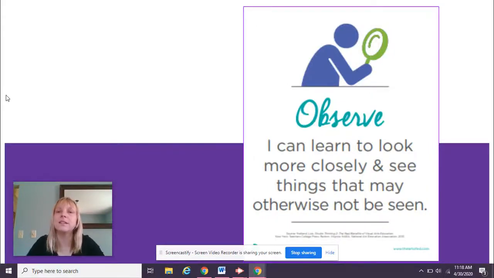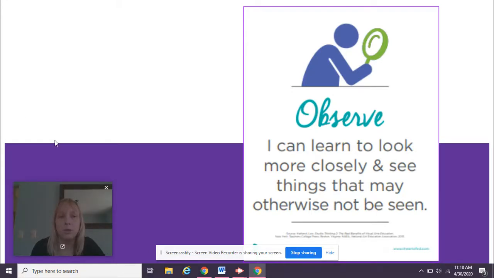Kingsley artists. Today we are going to talk about the studio habit of mind, observe. So when you observe something in art, you are looking really, really closely and seeing things that might not otherwise get seen. Artists use this all the time to notice details and really make their drawings and paintings and projects even better because they notice these little things that make it so much more interesting.